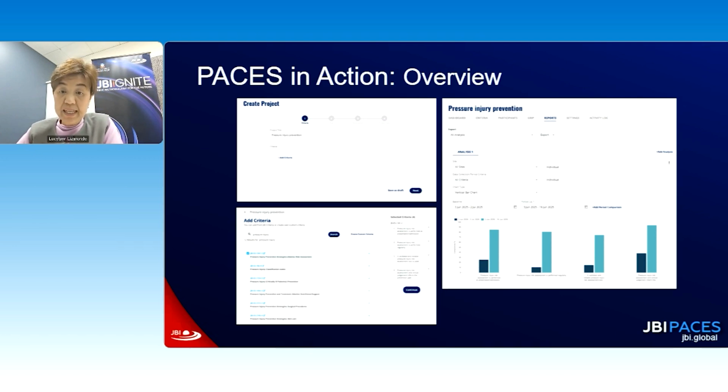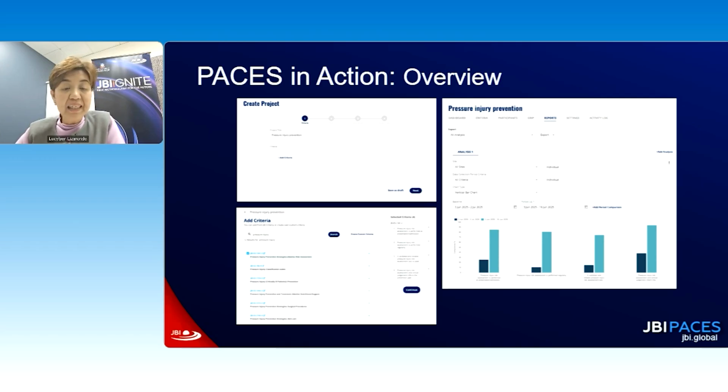Now, once the project is set up, users can choose from a library of evidence-based clinical topics. Each of those topics has clearly defined audit criteria, which have been obtained from best practice guidelines or systematic reviews. Those criteria, which are embedded in PACES, make it easy for healthcare teams to measure whether their current practices are actually in line or not with best practices or with evidence.